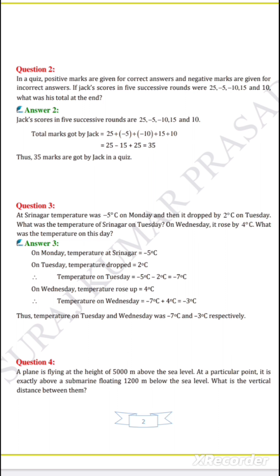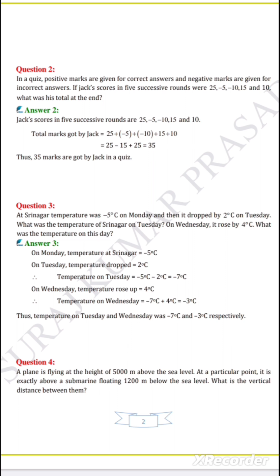Question number 3. At Srinagar, the temperature was minus 5 degrees Celsius on Monday and then it dropped by 2 degrees Celsius on Tuesday. What was the temperature of Srinagar on Tuesday? On Wednesday, it rose by 4 degrees Celsius. What was the temperature on this day?